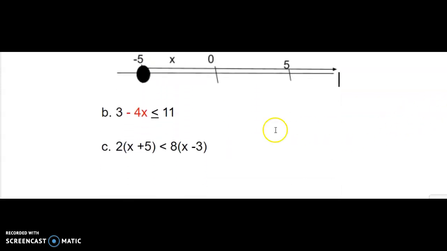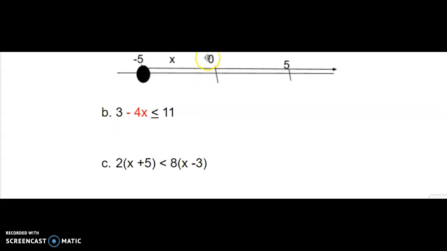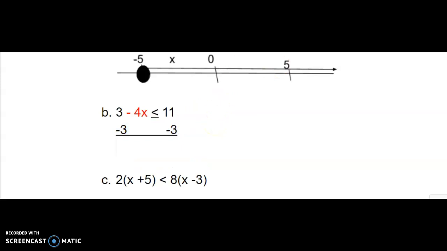Next, on B. B, I have 3 minus 4x less than or equal to negative 11, less than or equal to 11. So the first step, I'm going to try to eliminate 3, which is a positive. I am going to put minus 3 on both sides. Next, combine like terms. Now 3 minus 3 is a 0, it's gone. And then I will bring down that minus 4x. It becomes negative 4x because there's nothing in front of it.